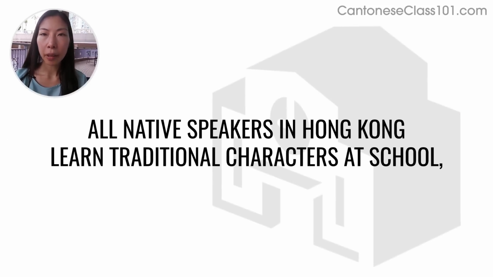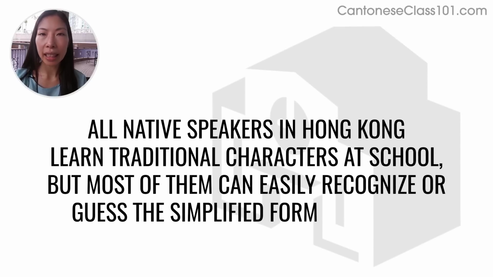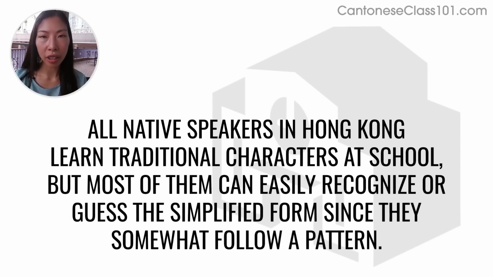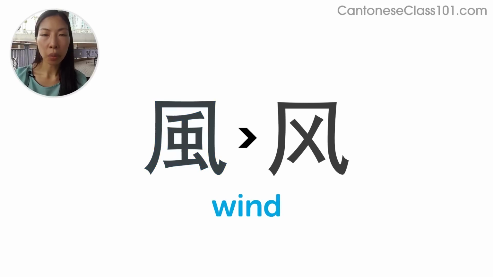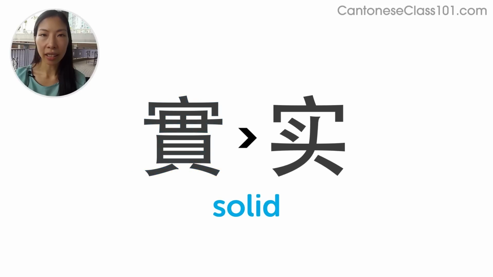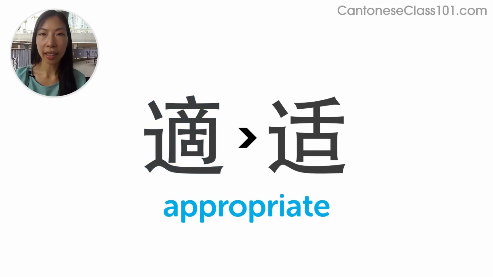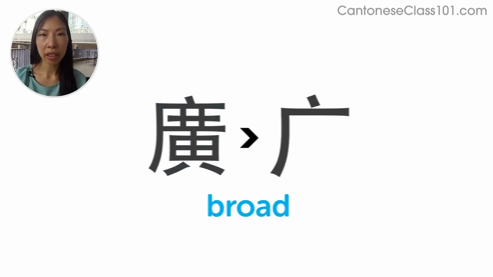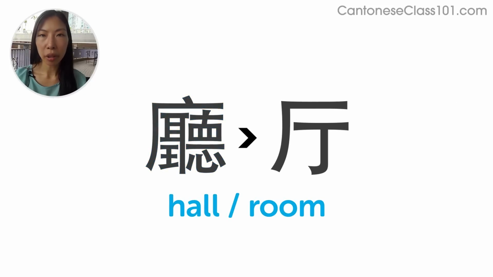What about native speakers? Can they understand both simplified and traditional characters? All native speakers in Hong Kong learn traditional characters at school, but most of them can easily recognize or guess the simplified form since they somewhat follow a pattern. Here are some examples of traditional characters and their simplified version. 風, wind. 後, behind. 實, solid. 適, appropriate. 廣, broad. 廳, hall or room.